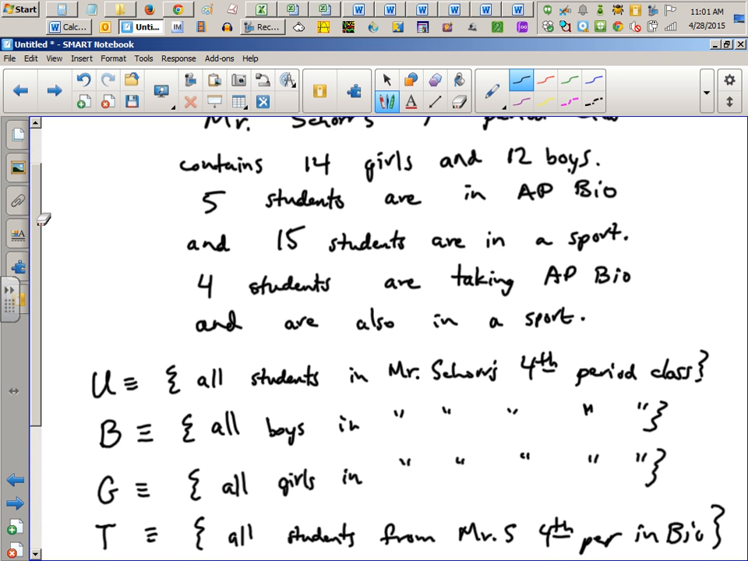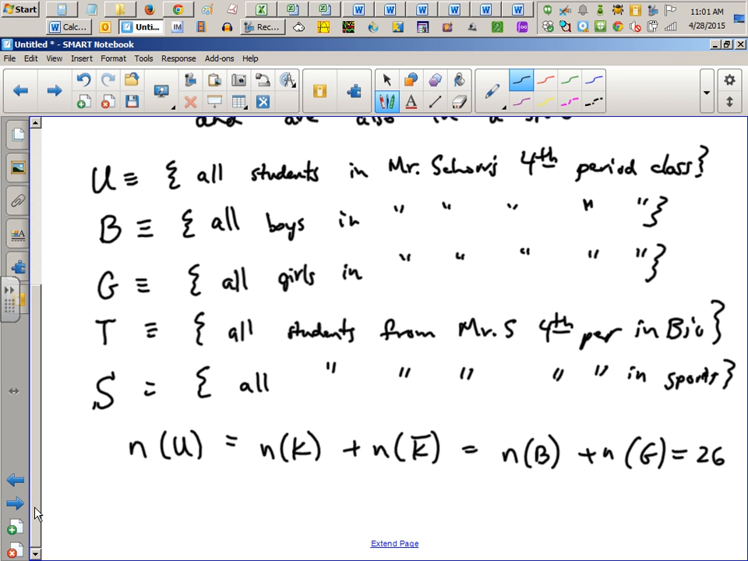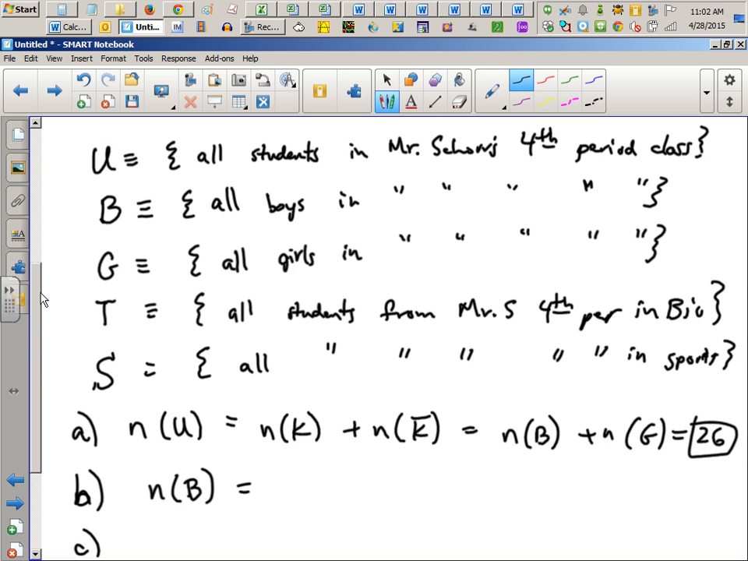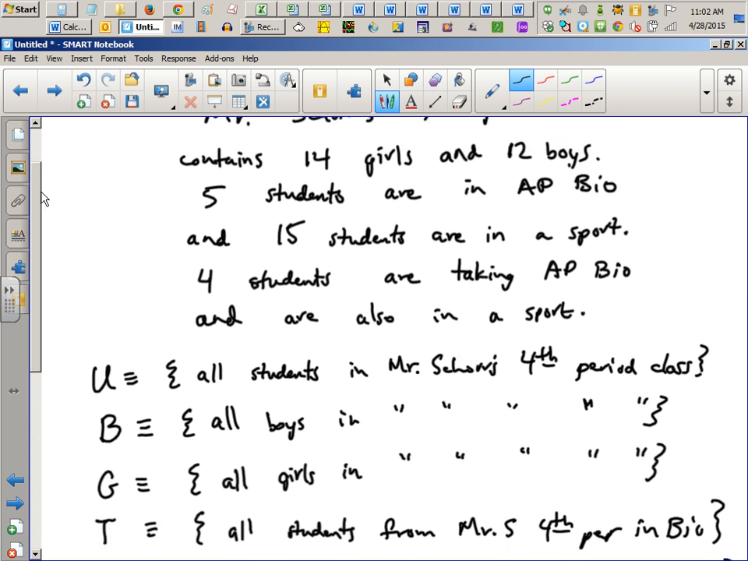You're actually using this formula: n of K plus n of non-K is the universal set. Okay, so definitely 26 people. That's kind of our first question. The number of elements in set B. So what does that mean? What does n of B mean? Number of boys. So that'd be 12.